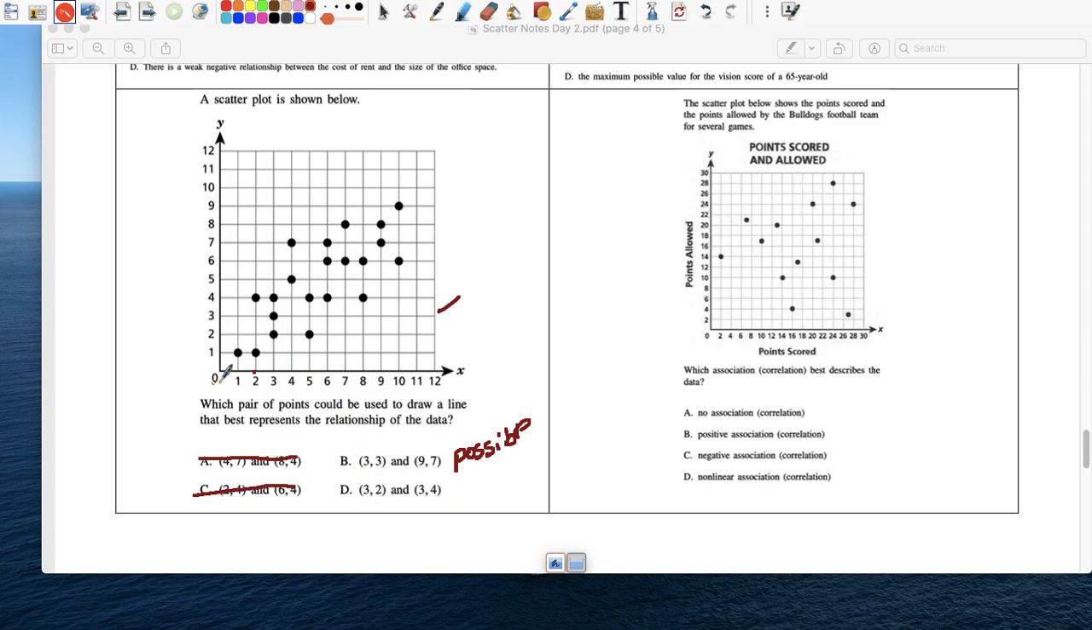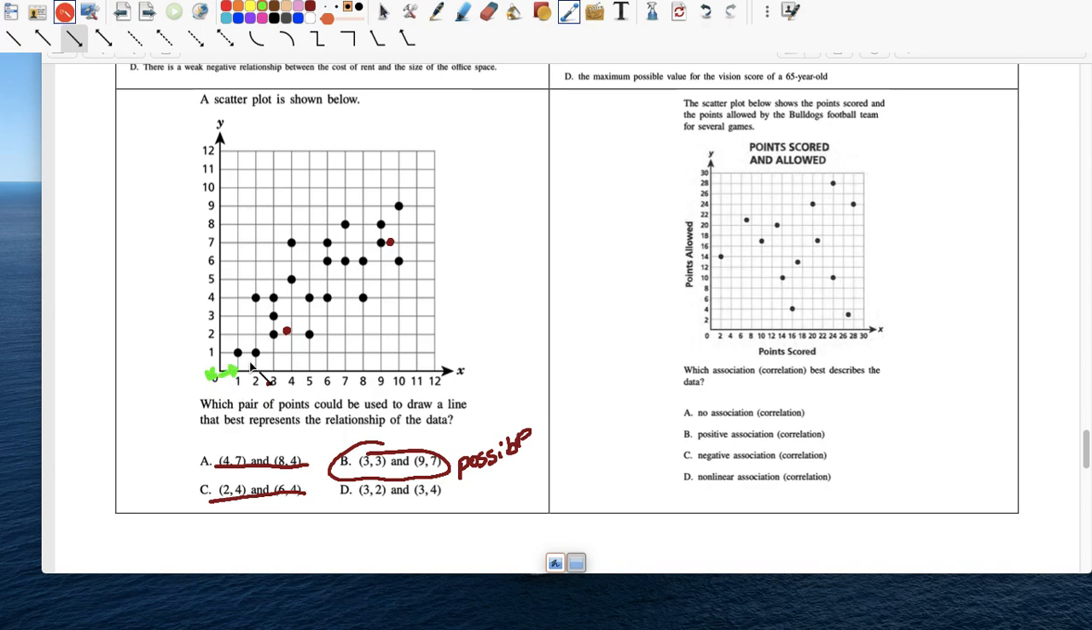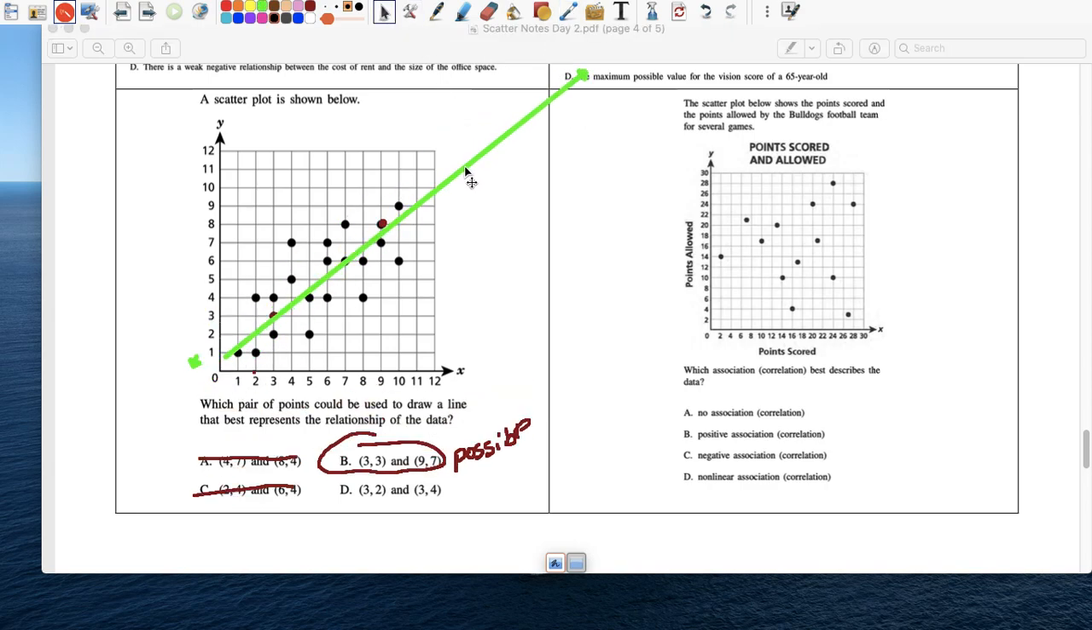D, 3 and 2, this point, and 3 and 4, this point. Come on, give me a break. That's definitely not the line of best fit. So the line of best fit apparently was B, 3 and 3 and 9 and 7, which is right about here. Those would have been the 2 points you could have used to find the line of best fit.